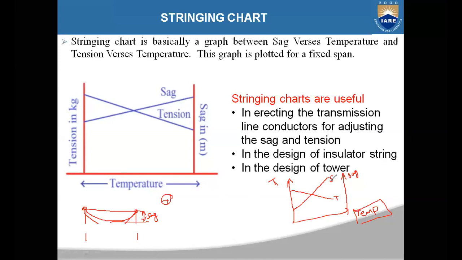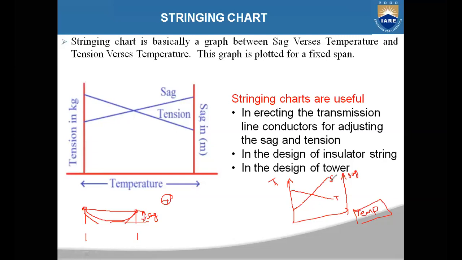So where will these stringing charts be useful? While erecting the transmission line conductors, you have to adjust the sag and tension in such a way that the conductor can withstand the worst conditions. You know that sag and tension are inversely proportional. You have to make some compromise between sag and tension.